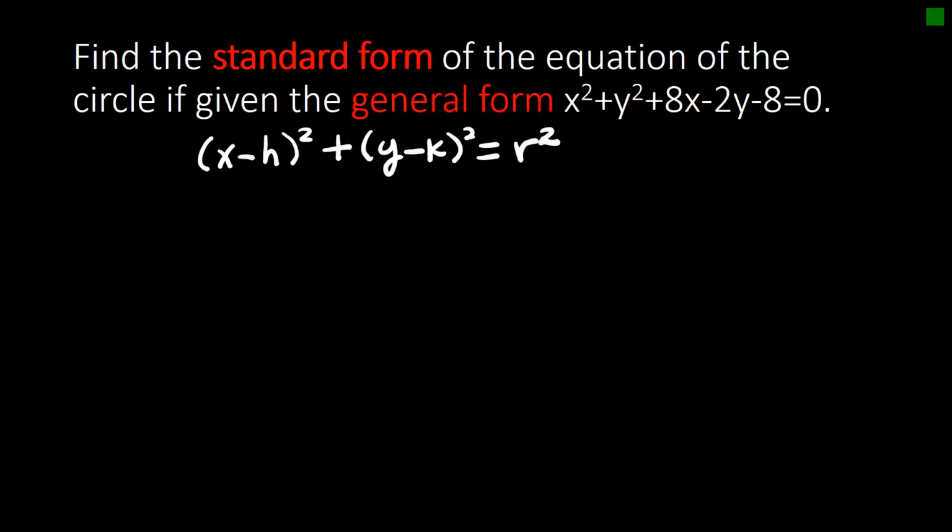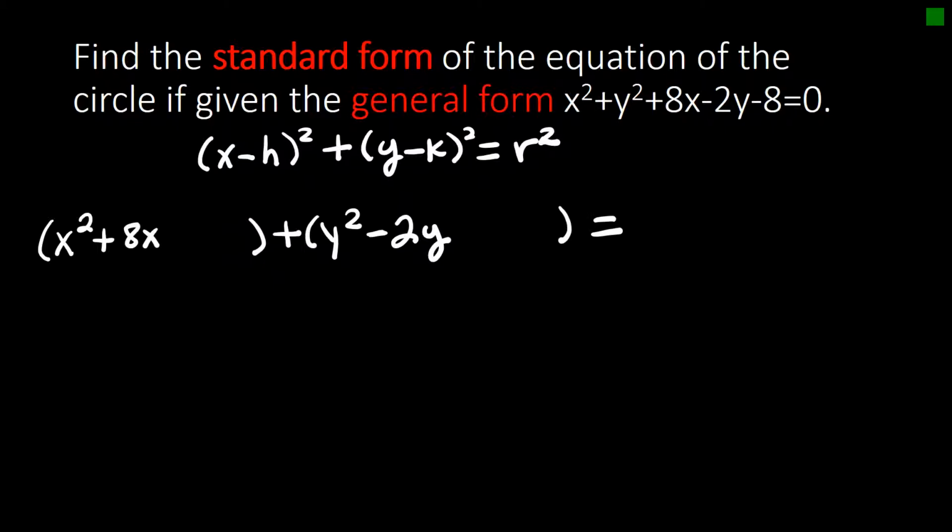And they're giving us x² + y² + 8x - 2y - 8 = 0. So what we're going to do is get our x squared term and our x term. We're going to write them together. We're going to leave a little space because we're going to complete the square inside of there. Then we're going to get our y squared term and our y term. We're going to leave a little space. And then we're going to take our constant to the other side. So when we take that negative 8 to the other side, it becomes positive 8.